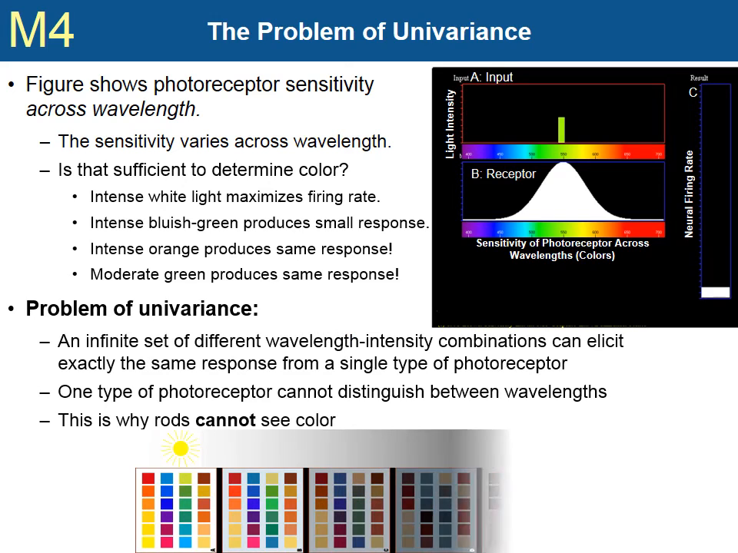This problem that we just walked through is called the problem of univariance. The bottom figure represents how our color vision changes as we go from daylight vision to moonlight or scotopic vision. Colors that are so vibrant under daylight conditions wash out to grays and blacks under moonlight conditions. Rod vision is like grayscale vision. It is true color blindness.